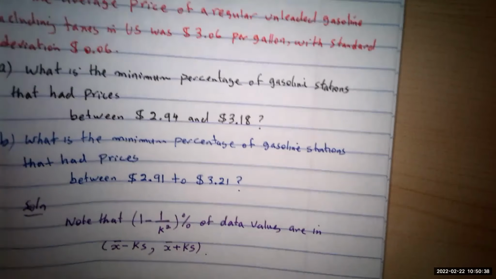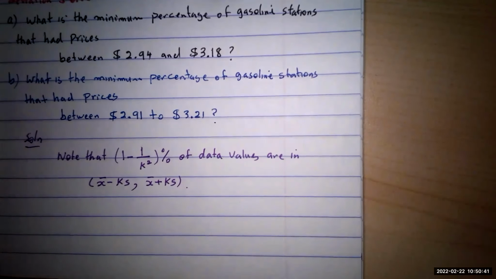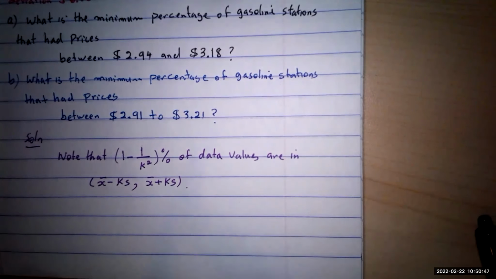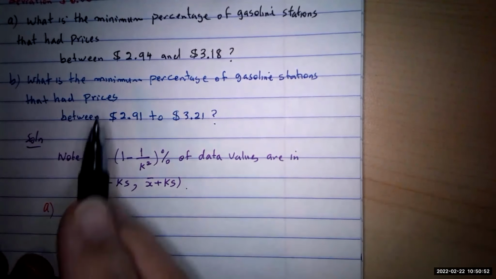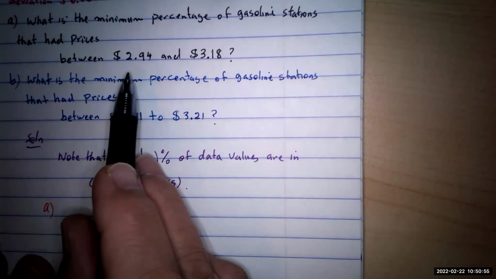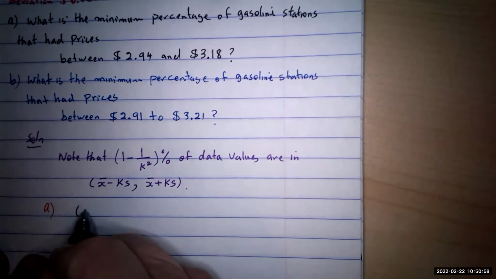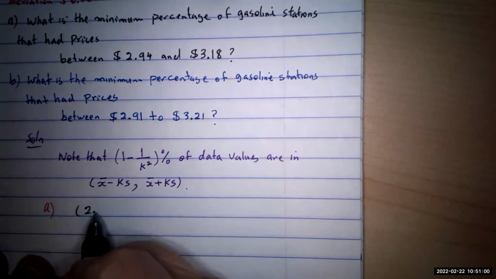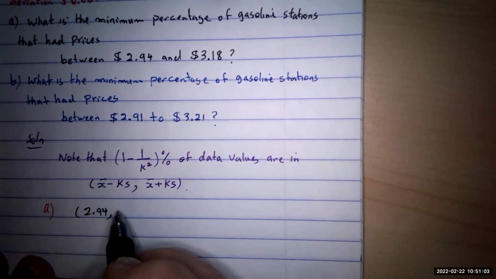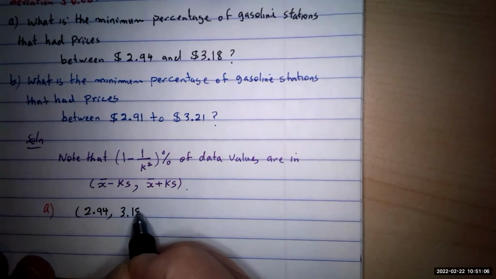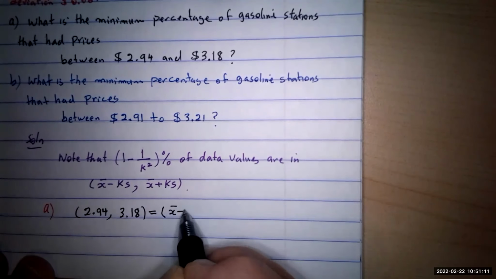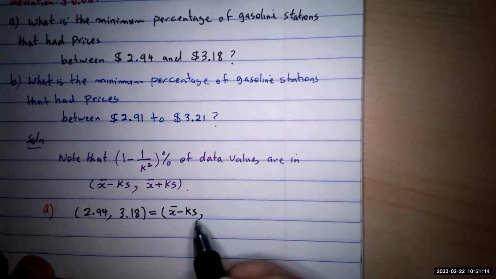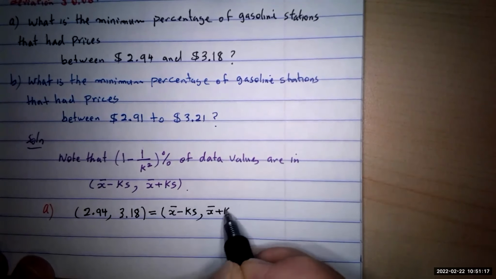In this case, you don't have the percentage. So we take the first one, part one. The price range for the first case is 2.94, comma, 3.18. You let it be equal to the general interval: X bar minus K times S, comma, X bar plus K times S. That's it.